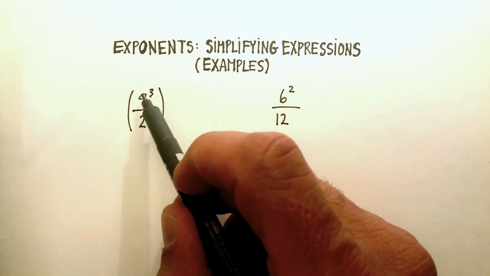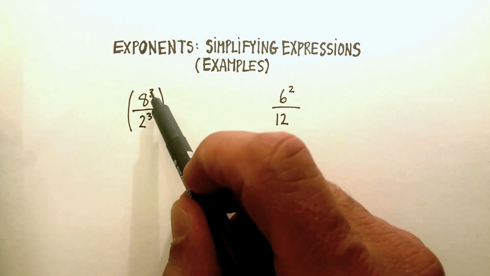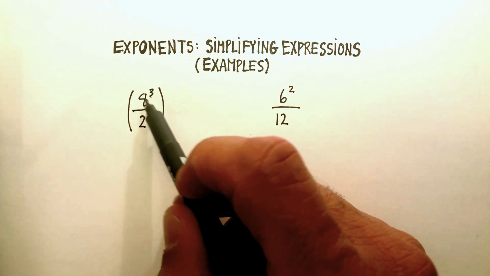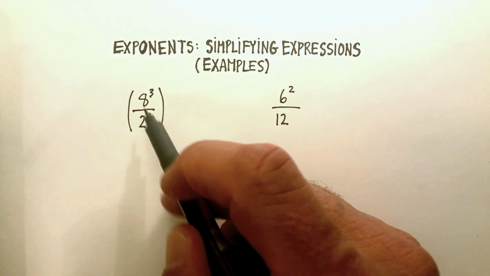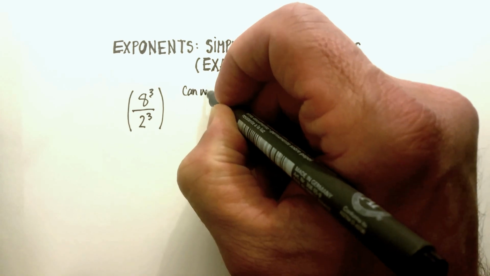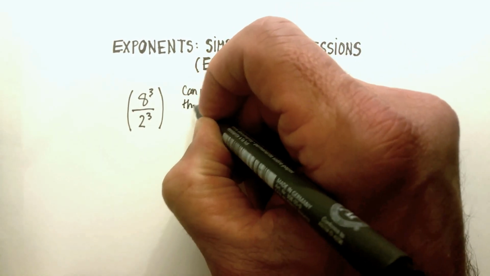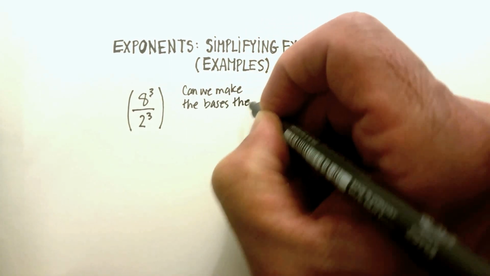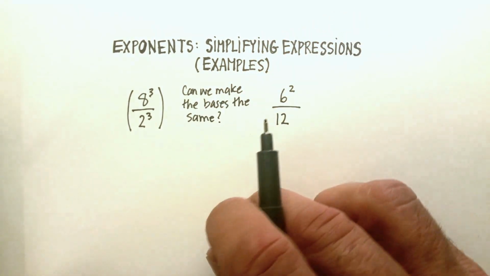Remember, the rule says that when the base is the same, you can simplify by subtracting the exponents, right? The problem here is that this base 8 and this base 2 are not the same. So the question is, can we make them the same? Let me write that down here. Can we make the bases the same? And if you can, then you can go ahead and apply the rules for exponents, right?